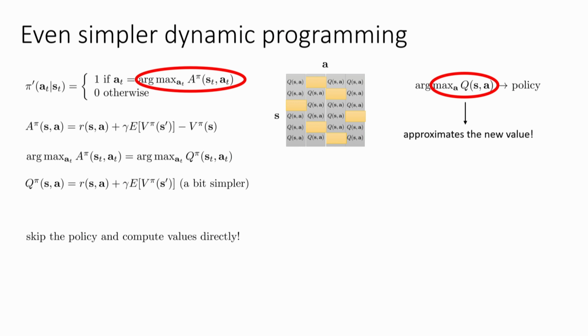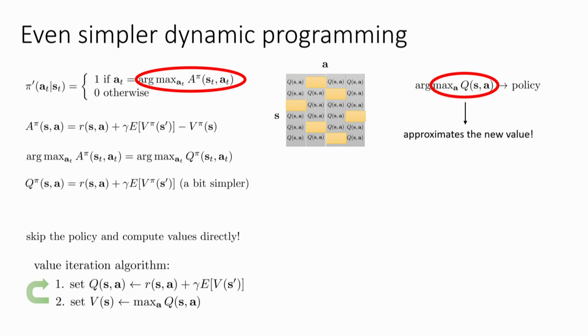So this gives us a hint about how we can actually skip the policy update step and just compute the value directly. And that will allow us to shorten this dynamic programming algorithm from 2 lines to 1 line. So I have it written out in 2 lines, but you'll see how it can be written in 1 line later on. So this is known as the value iteration algorithm.